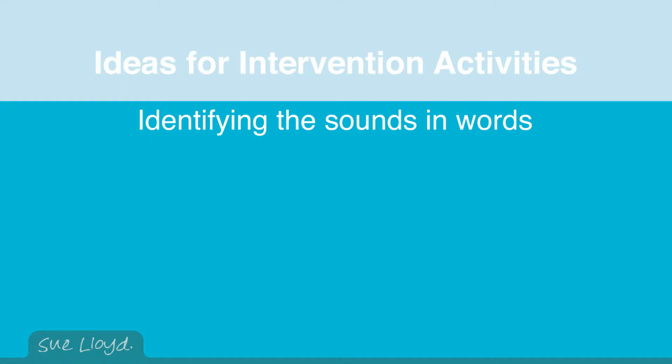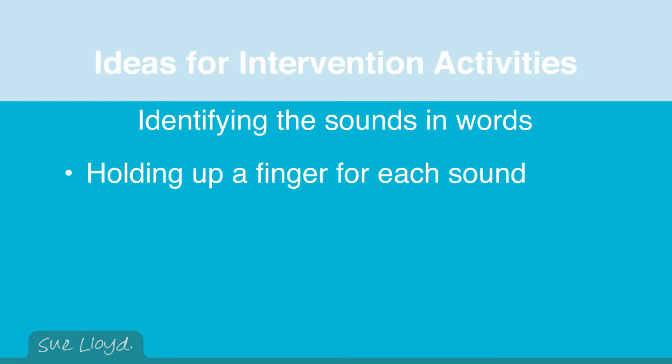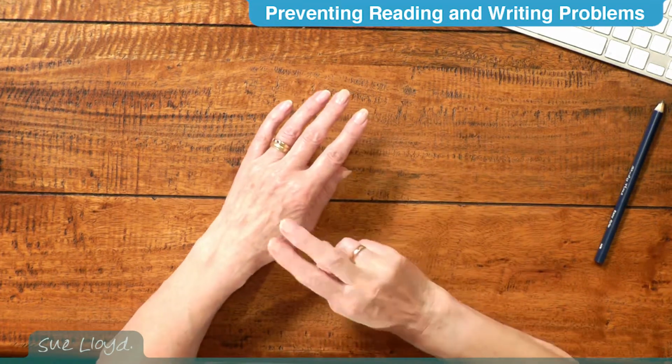Identifying the sounds in words, holding up a finger for each sound. Now, this activity was demonstrated earlier. The holding up of a finger for each sound seems to help the children. Jug: j, a, g. However, it does not always have to be holding up a finger. It could be tapping the back of your hand.